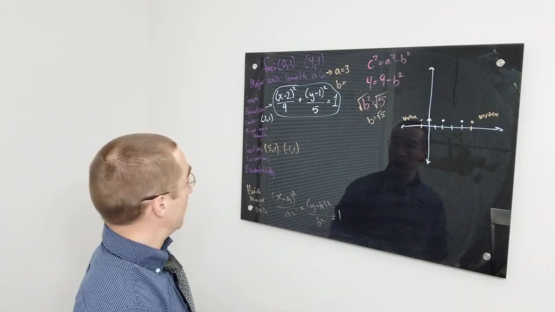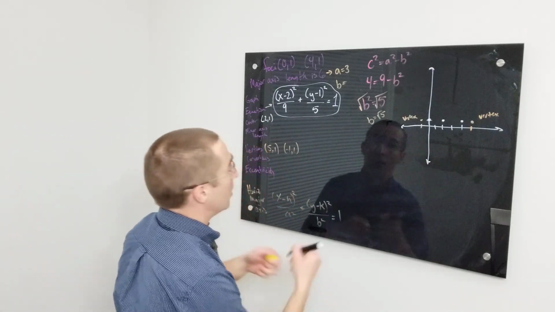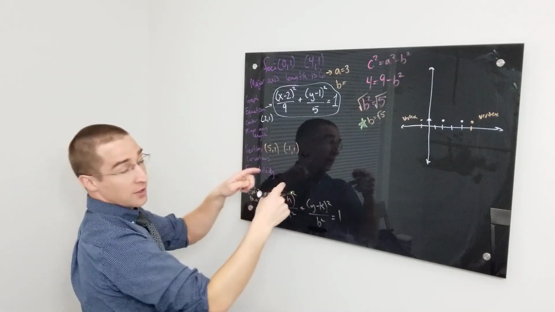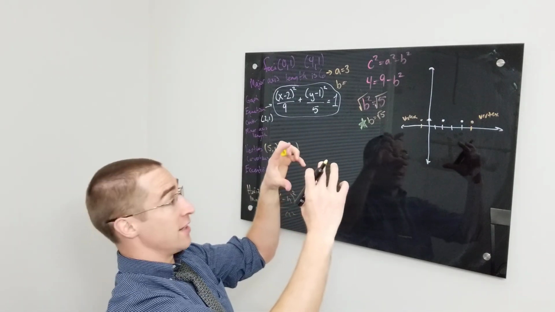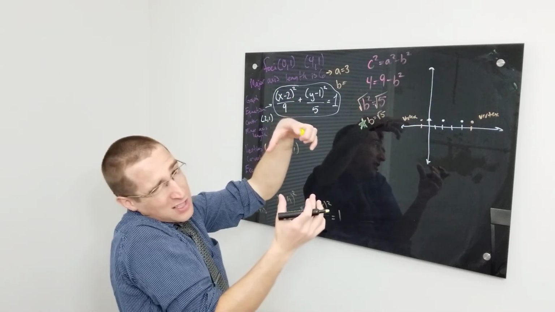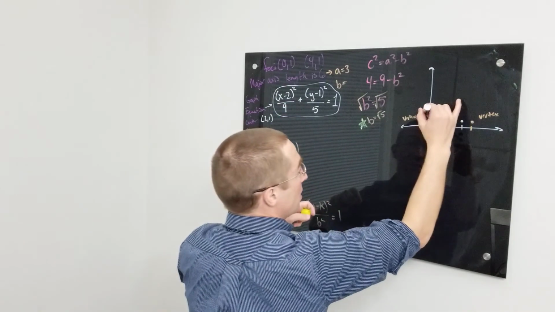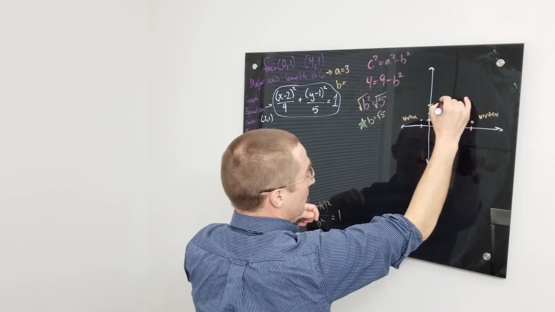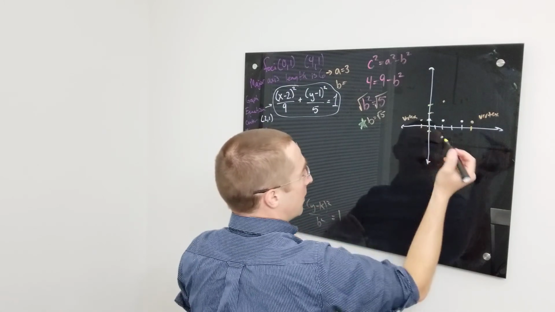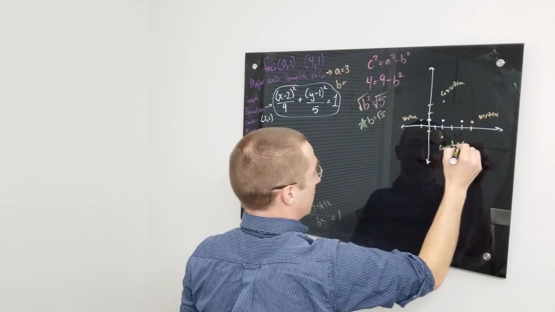So to finish our graph, we're going to find our co-vertices. Our co-vertices are this distance, b, or root 5, away from the center. And because our major axis is horizontal, that means our minor axis is going to be vertical. So I have to add approximately, for the graph, square root of 5. Square root of 5 is a little bit bigger than 2. So I'm going to go just a little bit more than 2 above, just a little bit more than 2 below, and that's going to be a co-vertex and a co-vertex for the graph.